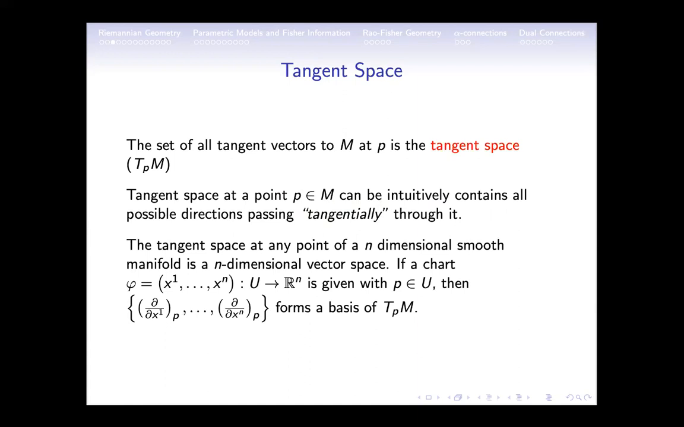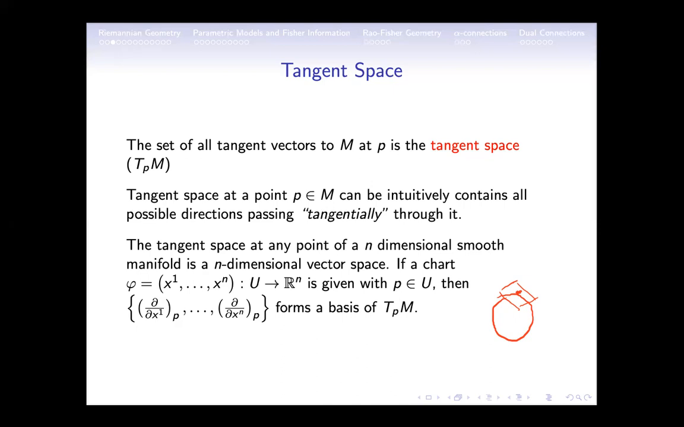Now this is a very basic concept which we'll see again and again throughout the lecture. That is the tangent space. This is the same as what we intuitively think of as tangent spaces. I will try to draw some picture. So it's just like that. You can think of the tangent vectors as the possible directions passing tangentially through a point in a manifold. And this is a vector space.